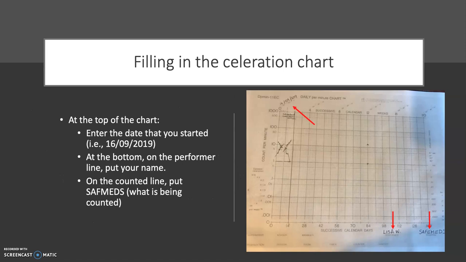You also want to be sure that you are correctly entering all of the learner's information into the chart. So at the top of the chart, you want to be sure that you enter the date that you started the program on, such as the 16th of September 2019. And at the bottom on the performer line, you want to put your name. On the counted line, you want to write SafeMeds, since this is the program you are doing.